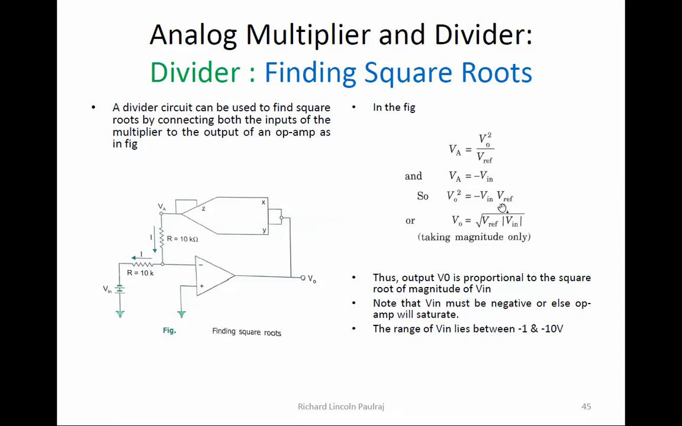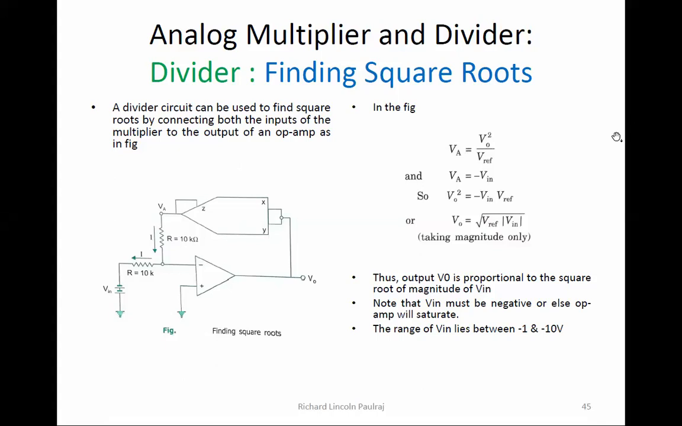squaring circuits. A divider circuit can be used to find square roots by connecting both the inputs. So X and Y both are connected to the multiplier, to the output of an op-amp as in figure. So I am going to use this as a feedback network, right? So instead of using the resistor, along with the resistor, I am combining the multiplier circuit.